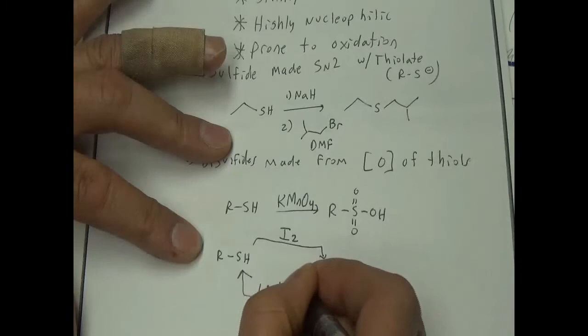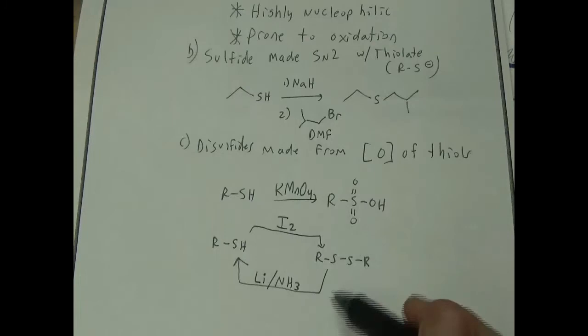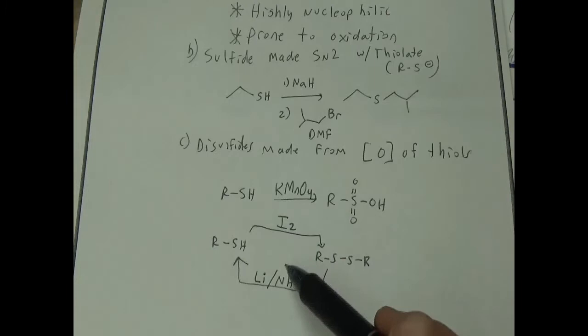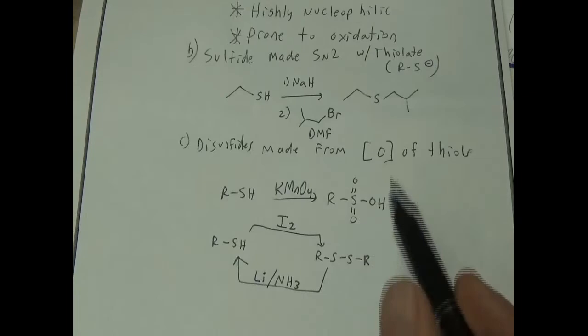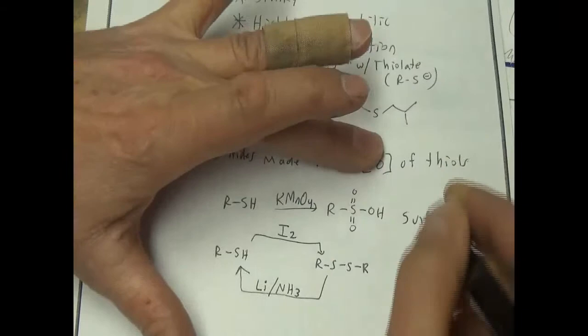Okay, no mechanisms or anything, and you're probably not even going to see these on the quizzes or anywhere. But this is just a little bit of the kind of chemistry that can occur between thiols. This is called a sulfonic acid. And this is called, of course, thiol and disulfide. Okay.